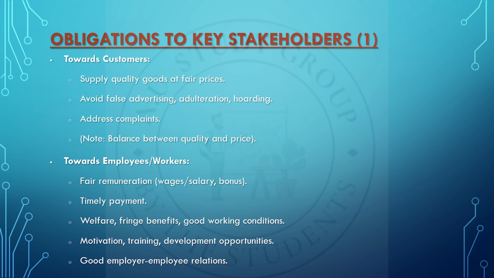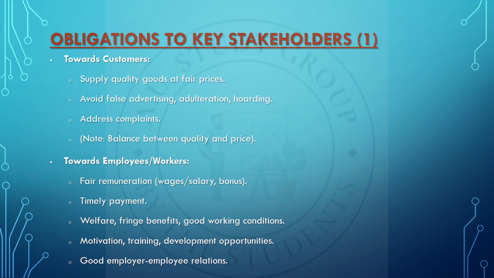Next, towards employees. What are the obligations? Giving fair wages, good working conditions. Then welfare of the employees, training of the employees, giving respect to employees. There should be a good employer-employee relationship. Salaries should be paid on time. All these are business obligations towards employees or workers.